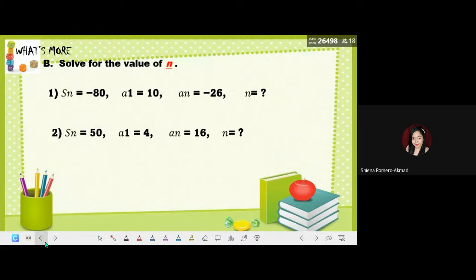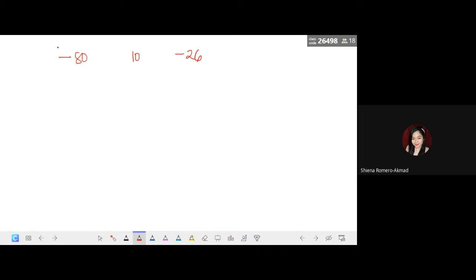Tama ba? So, S sub n is equal to negative 80. The first term is 10. And ano yung negative? Last term, E sub n.